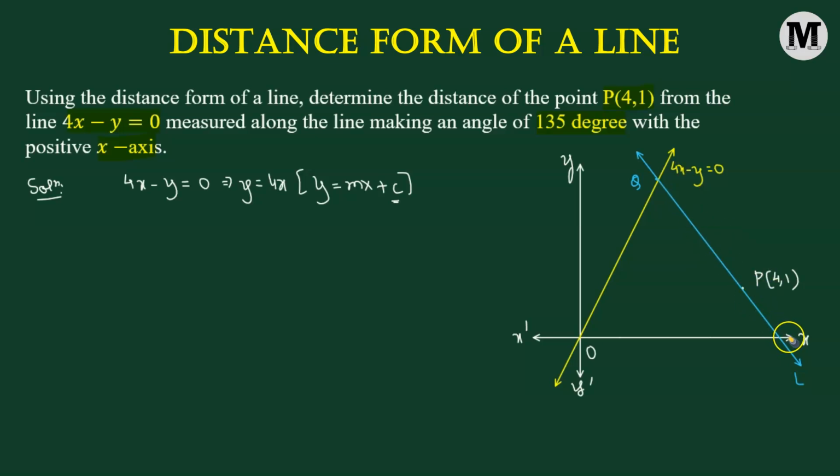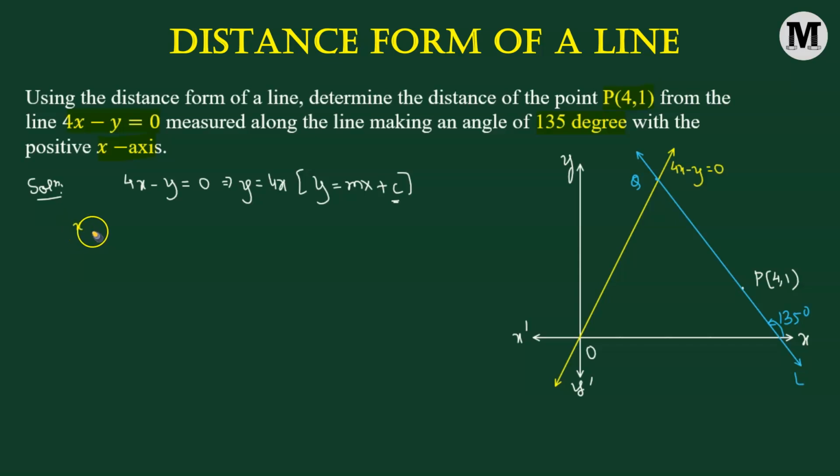The condition here is that the line L is going to make an angle of 135 degrees with the positive direction of x-axis. So this is given to us. So what shall we do? So first what we'll do, we'll try to find out the equation of the line L in terms of the distance form. So here we know the distance form of a line, that is given by, let's quickly note it down.